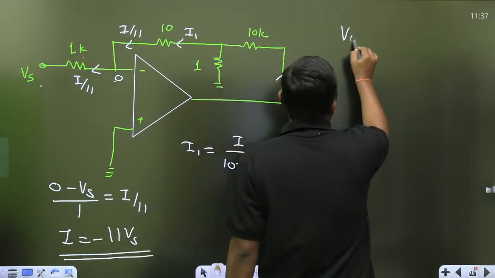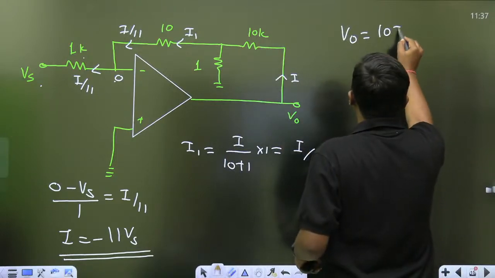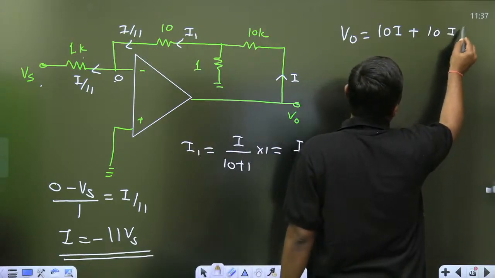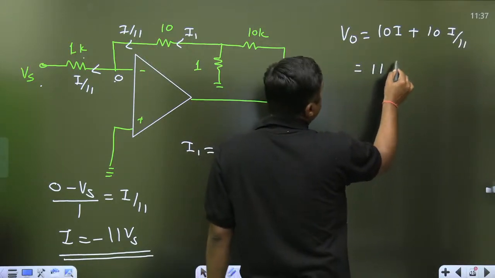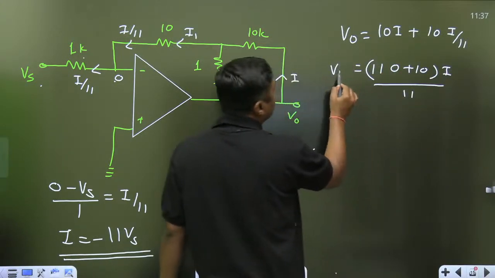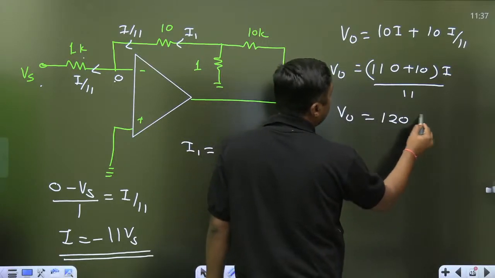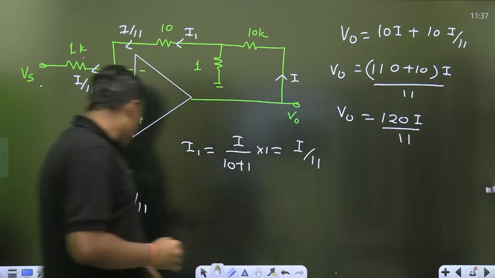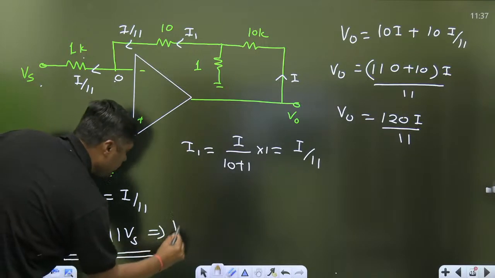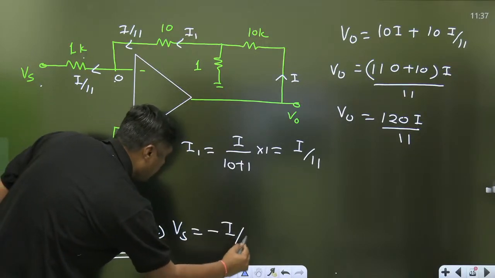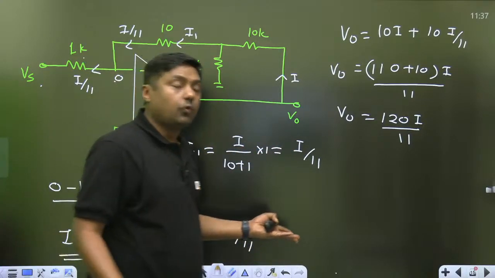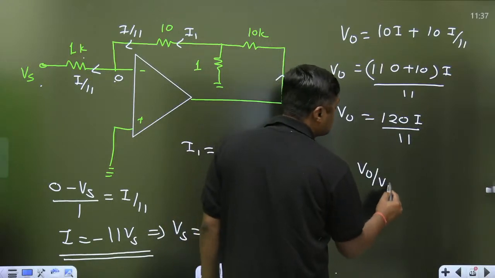Okay. Now from this point to this point, write down the KVL and you will get the V0 also. V0 is nothing but 10I plus 10 into I by 11. And what is this? 110 plus 10, I by 11. This is the V0. And V0 will become 120 I by 11. Now you have Vin. What is the Vs here? Vs is nothing but Vin minus I by 11, divide it, 11 cancel, I cancel. What is the answer for this question? V0 by Vi is equal to minus 120.